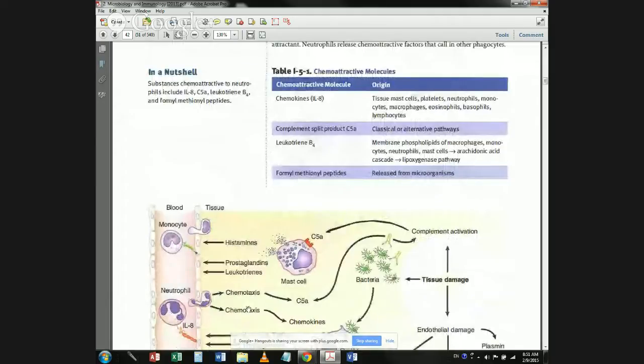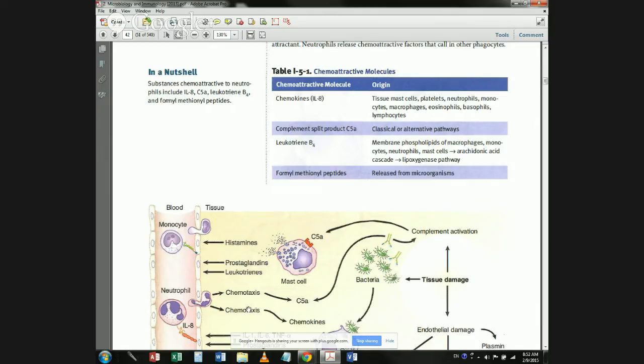So, chemoattractive molecules. Obviously, we know about the chemokine IL-8. Where does it come from? Basically, tissue mast cells, platelets, neutrophils, monocytes, macrophages, eosinophils, basophils, and lymphocytes. I wonder if you can say it's an innate immune system. I don't know. Lymphocytes, well, can be T cells, right? Could be B cells. Complement split product C5a. Well, one of them was IL-8, wasn't it? But other products that come from C5a are the classical and alternative pathways, right?